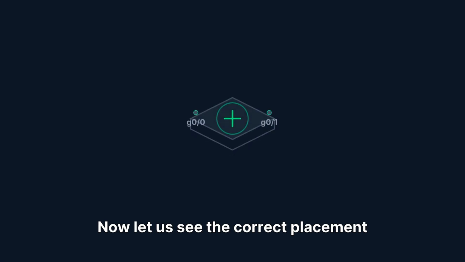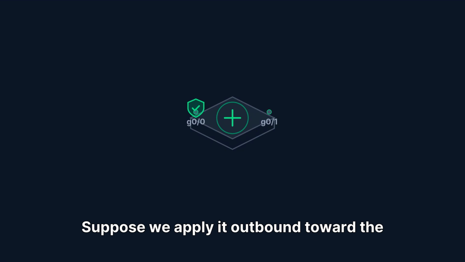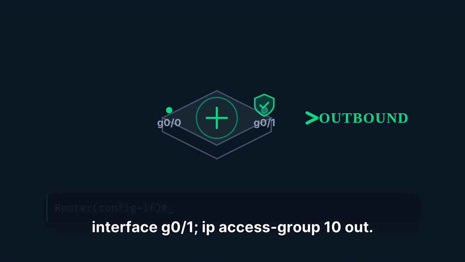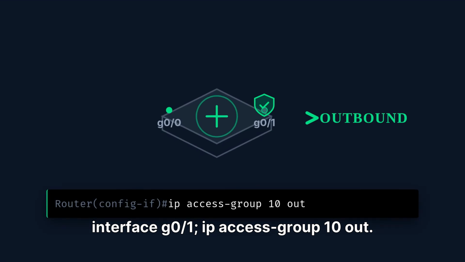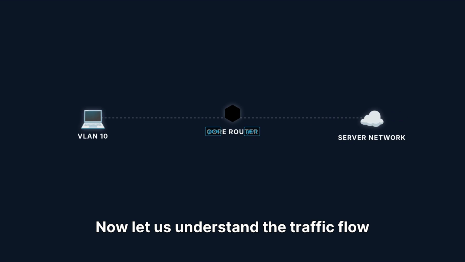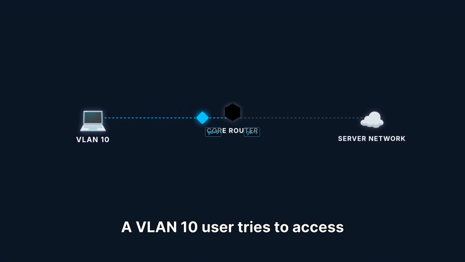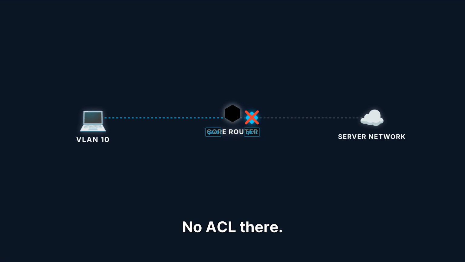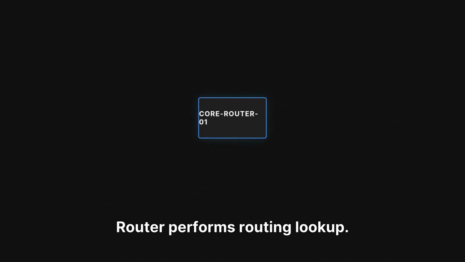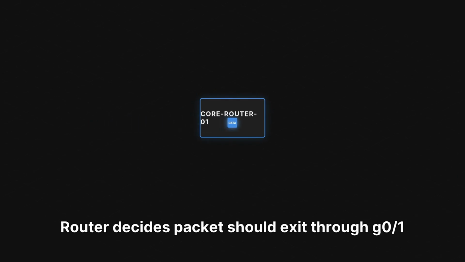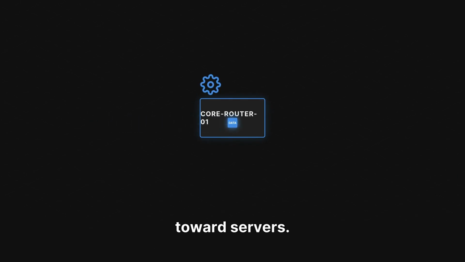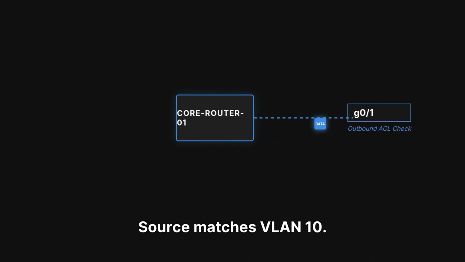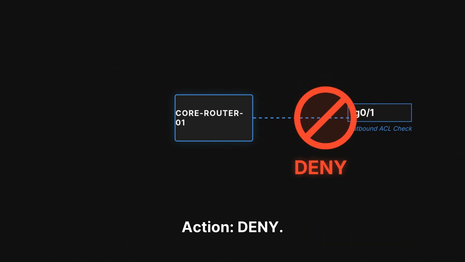Now let us see the correct placement for a standard ACL. Suppose we apply it outbound toward the server network interface. Interface G0/1, ip access-group 10 out. Now let us understand the traffic flow carefully. A VLAN 10 user tries to access the server network. Packet enters router through G0/0. No ACL there. Router performs routing lookup. Router decides packet should exit through G0/1 towards servers. Before packet leaves G0/1, outbound ACL is checked. Source matches VLAN 10. Action: deny.